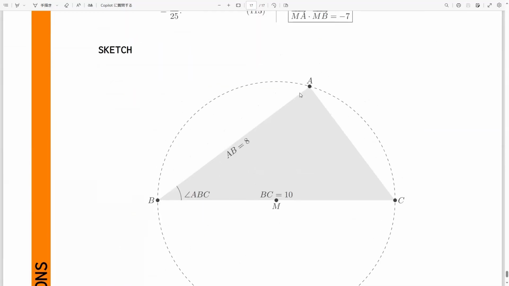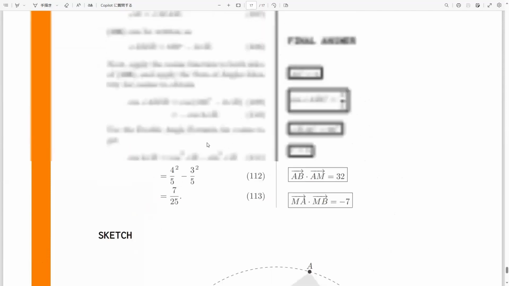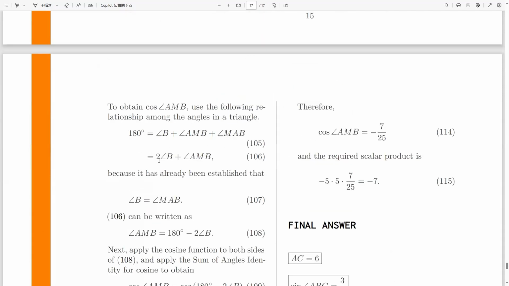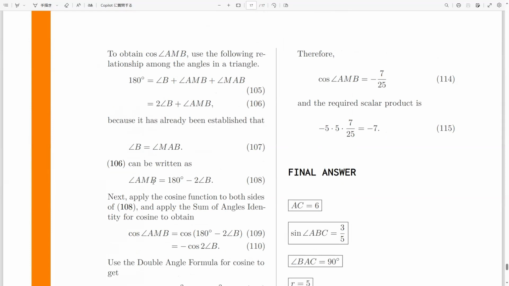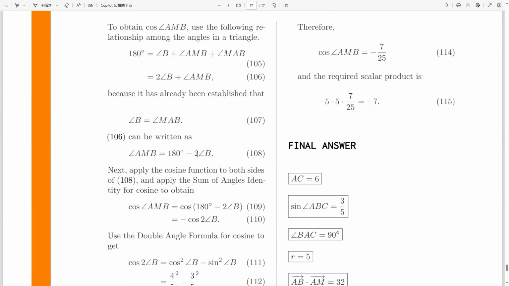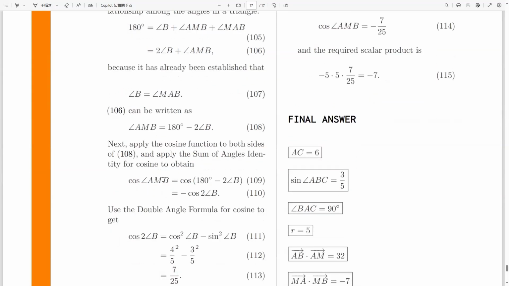Again, AMB is AMB. Okay, now we just need the cosine of AMB. So we're just gonna move this to the other side. So what we're gonna get is the angle AMB equals 180 degrees minus twice the angle B. Now we're gonna get the cosine of both sides. So here we get the cosine of angle AMB. On this side, we have this expression.